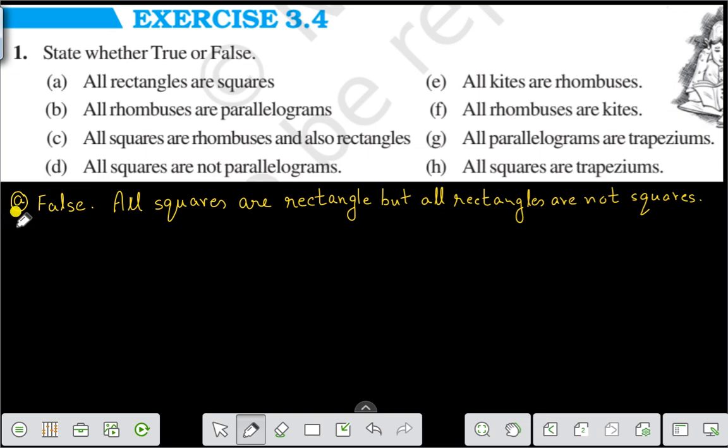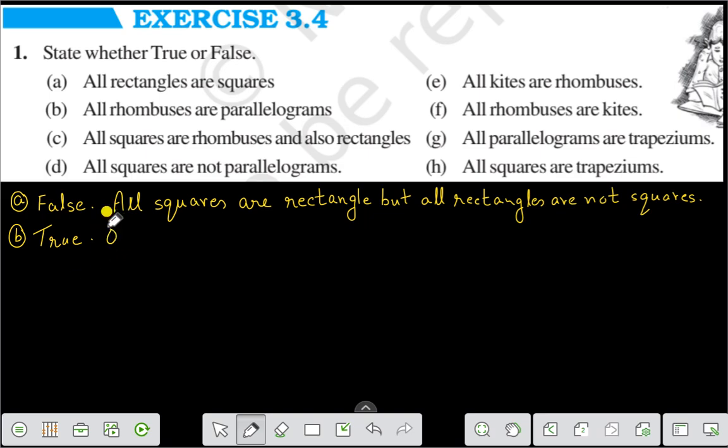Number B is all rhombuses are parallelograms. That is true.